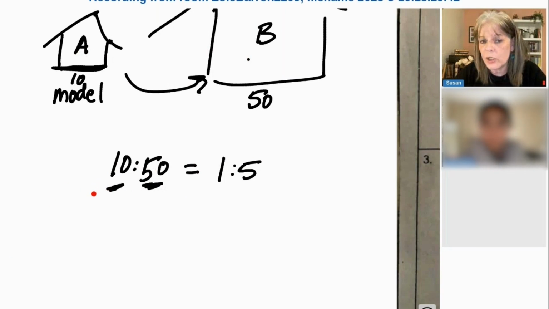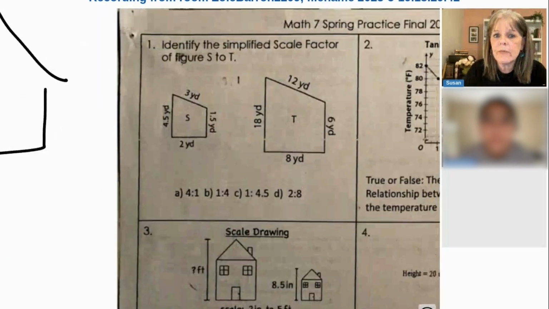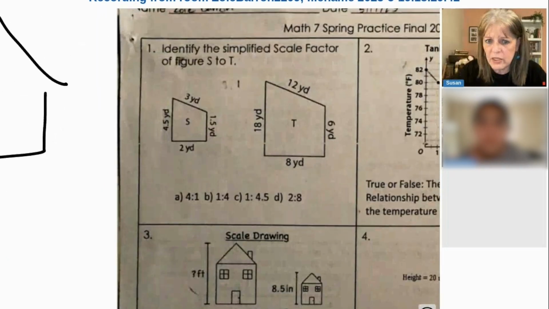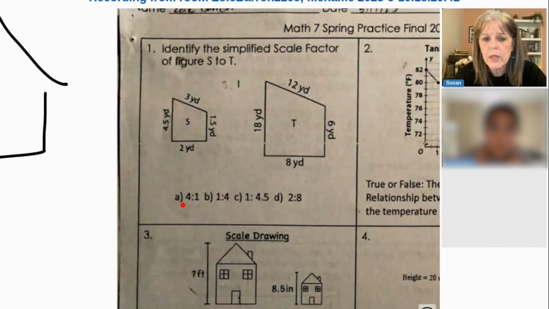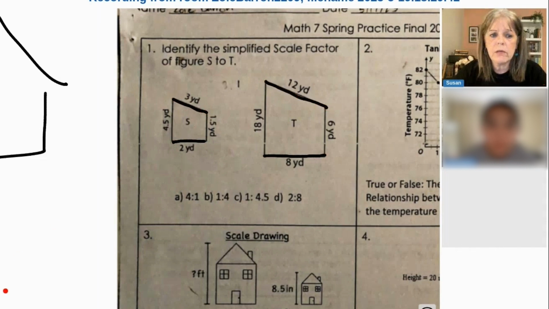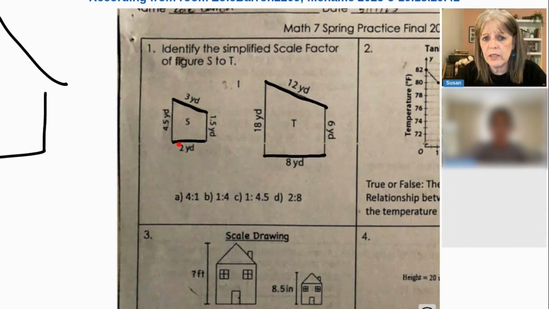They could write it as a fraction, but in this case, they usually use a ratio like this with a colon, right? So if you look at this, really all you have to do is choose a side. So I would choose either this side compared to this side, or this side compared to this side. It really doesn't matter which one you choose, right? The bottom one's pretty easy.